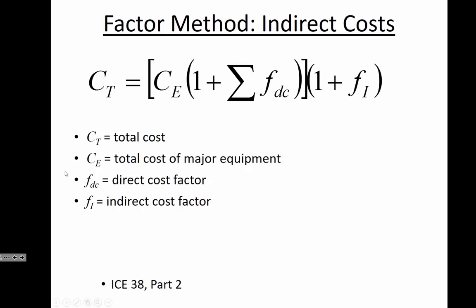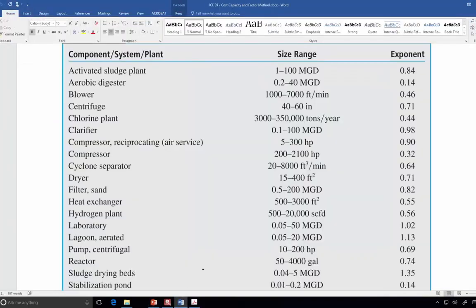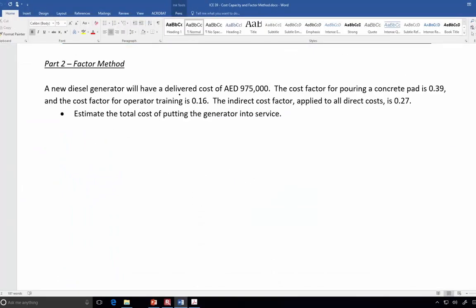And so now for the second part of our in-class exercise today, what I'd like you to do is consider the situation of a diesel generator that is costing $975,000. This says dirhams, but I mean dollars there. That says dollars on your paper. The cost factor for pouring the concrete pad is 0.39. That means that approximately the concrete pad accounts for 39% of the direct costs, and then the operator training is 16%.